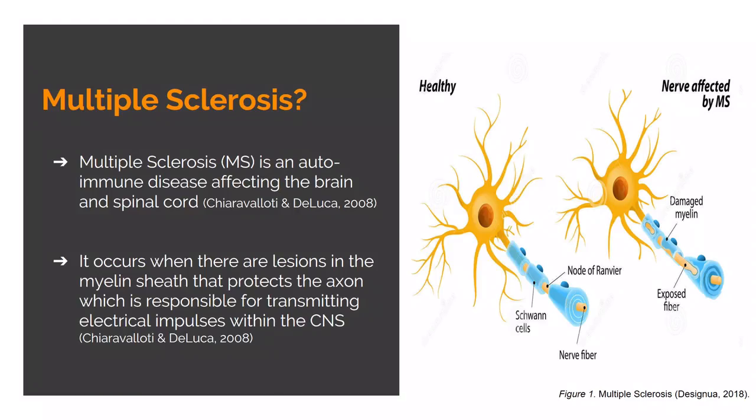Multiple sclerosis is described as an autoimmune inflammatory disease which affects the brain and the spinal cord. It occurs as a result of lesions in the myelin sheath which protects the axons and is responsible for transmitting electrical impulses within the central nervous system.